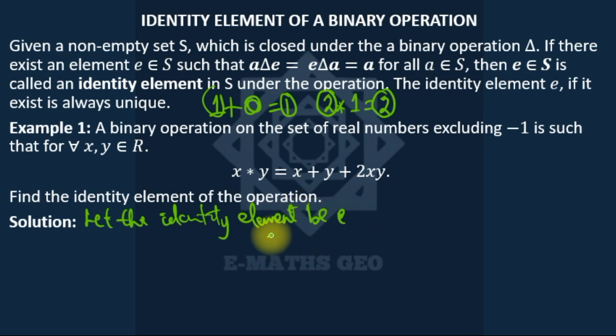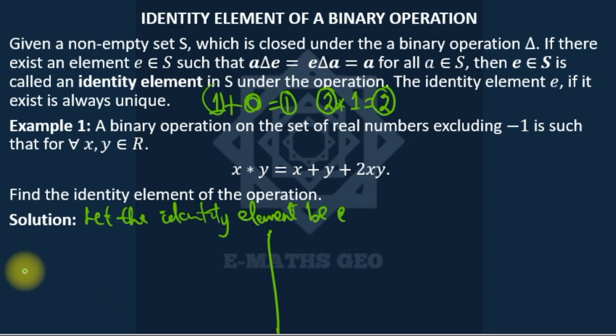So what do you have to say? Let's choose any of the elements. Remember, x and y are elements of the real numbers. So let's choose x. Even if you choose y, we still get the same answer. If x operates with the identity element e, it will give us x. That's it, I'm using x. You can use y.